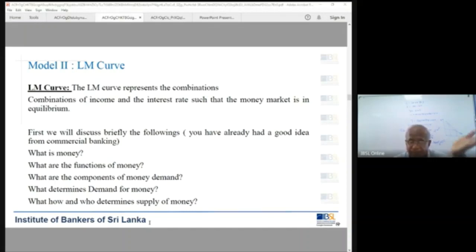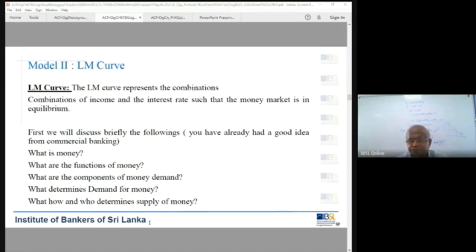Precautionary purposes. Transaction demand is day to day. You buy a packet of rice or the pizza, a piece from McDonald's. You go to buy things, you need money. Transaction demand. Investment purposes, speculative. Then the precautionary purposes. These are the Keynesian types. These are the three motives of demand for money.